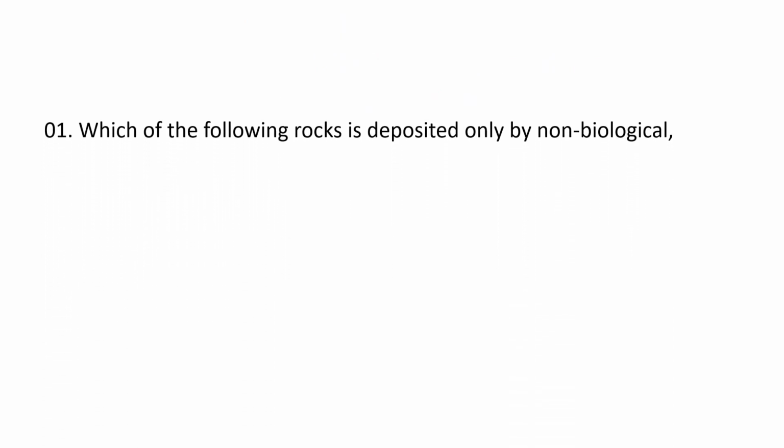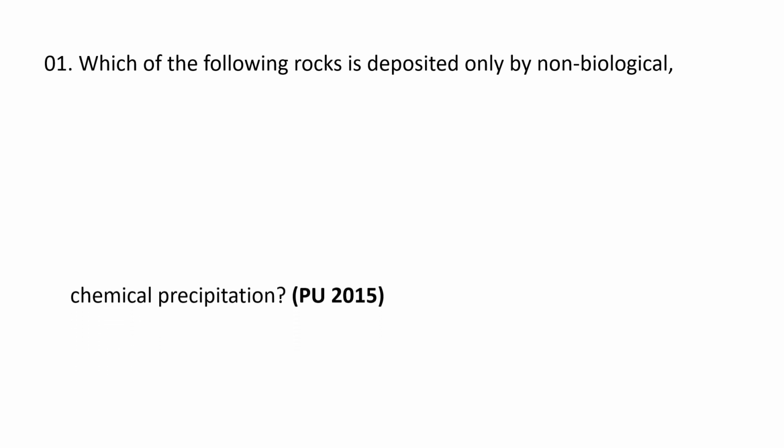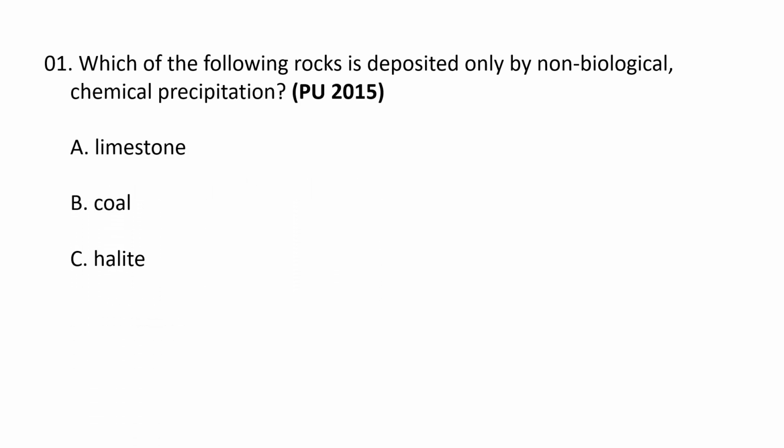Which of the following rocks is deposited only by non-biological chemical precipitation? The choices are A. Limestone, B. Coal, C. Halite, D. Chert-arenite. So the correct option is halite, because if you take coal, this is formed from the remains of plants and trees, making it a biological deposit. And limestone is primarily formed from the accumulation of shells and skeletons of marine organisms, making it a biological deposit. And if you take halite, this is a mineral formed through chemical precipitation from evaporating saline water, making it a non-biological deposit.